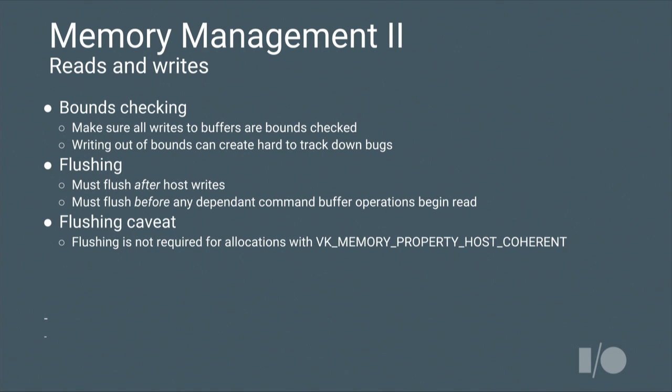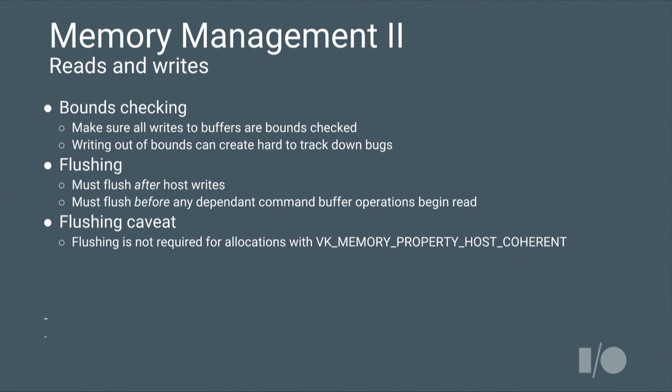All right, so a little bit more advanced on the memory management. Since you're directly responsible for the allocation and usage of memory, just like regular old C, you need to do bounds checking. Make sure all your writes of buffers are bounds checked. If you write out of bounds, some drivers will let you get away with that, and what it does is it creates these incredibly difficult to track down bugs. It can create red herrings. It can create a situation where you overwrite something inside the vertex buffer, but it actually crashes when you try to do something with the uniform buffer. So build some code around error checking to make sure that all your writes are in bounds.